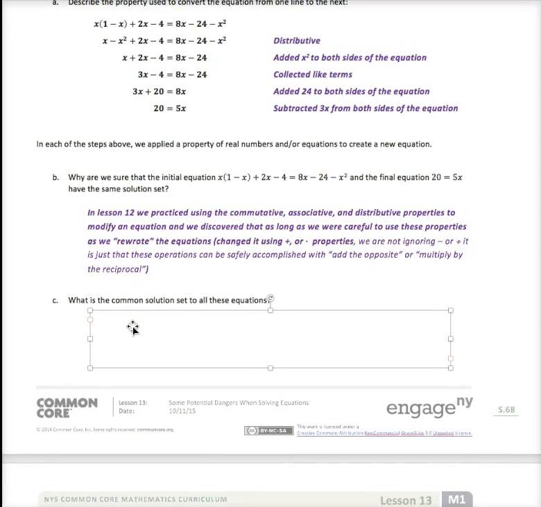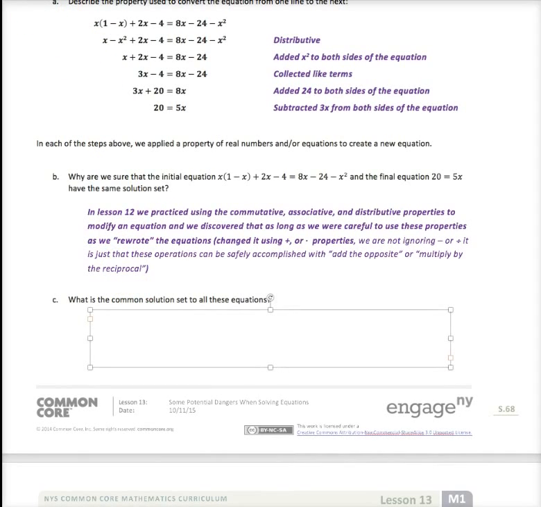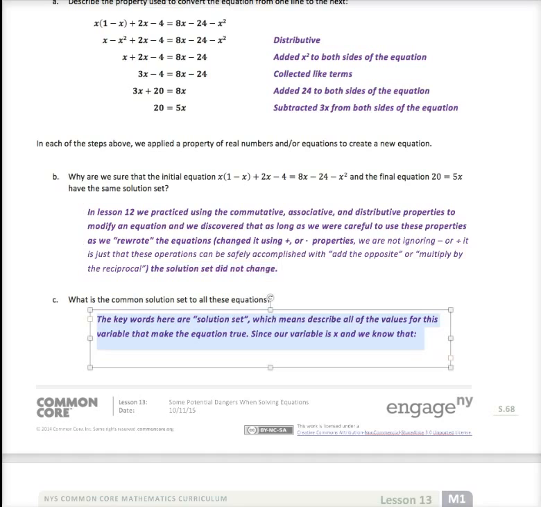What was the common solution set to all of the equations? And again, what is the common solution? That's what we're asking you to solve. The key words here are solution set, which means describe all of the values for this variable that make the equation true. Since our variable is x and we know that 20 equals 5x, determine the value of x for this equation. And I'm going to let you solve for that and tell me what you think in a minute.